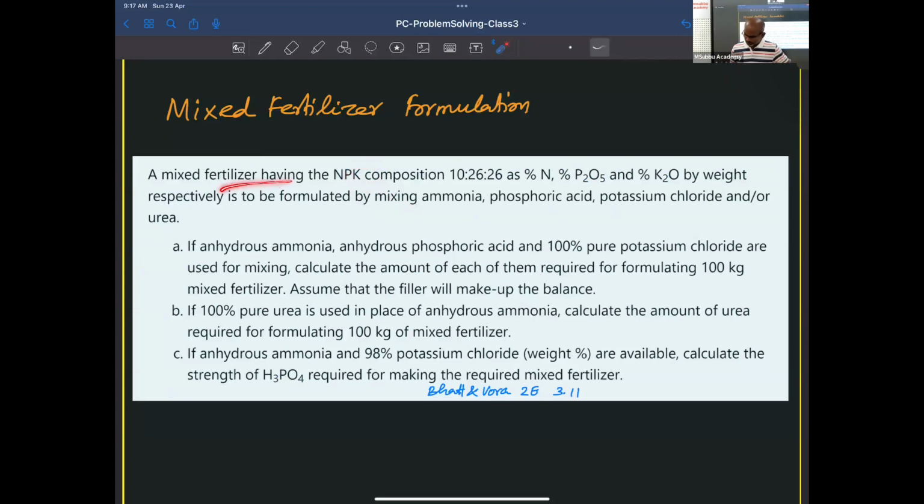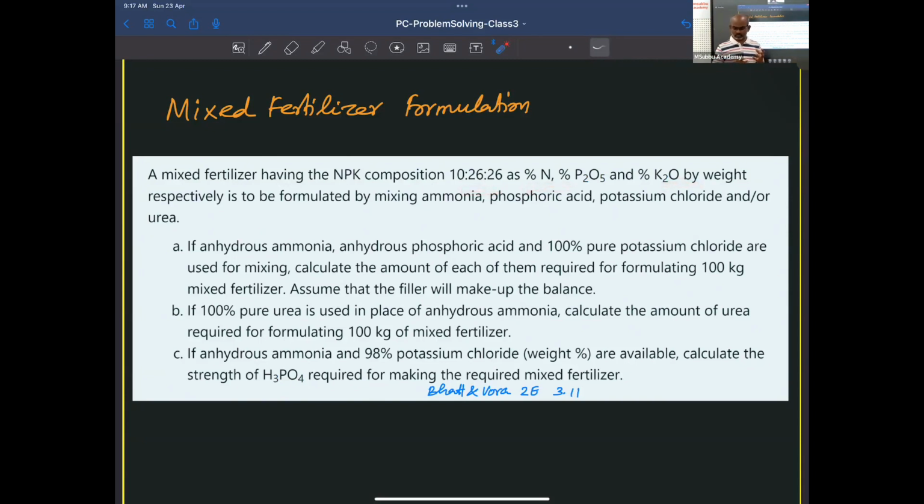Here, a mixed fertilizer having NPK composition of 10:26:26. First number corresponds to percentage nitrogen, second number corresponds to percentage P2O5, and the third number corresponds to percentage K2O. In this NPK representation, the first number is N, the next is P in terms of P2O5, and K in terms of K2O. So all these numbers are in terms of weight percentage.